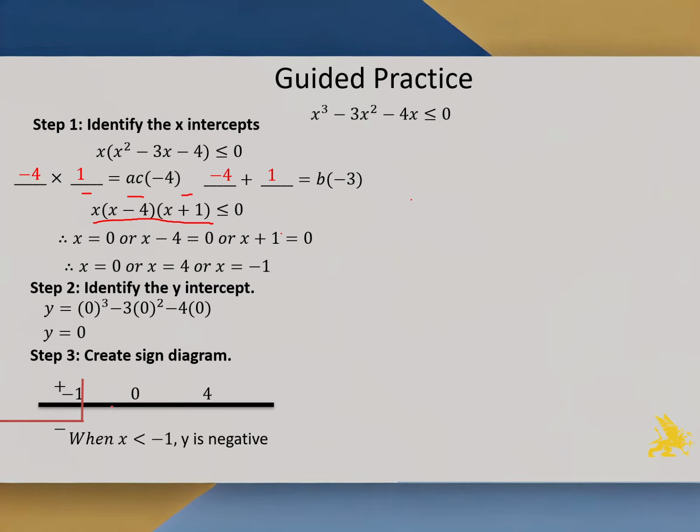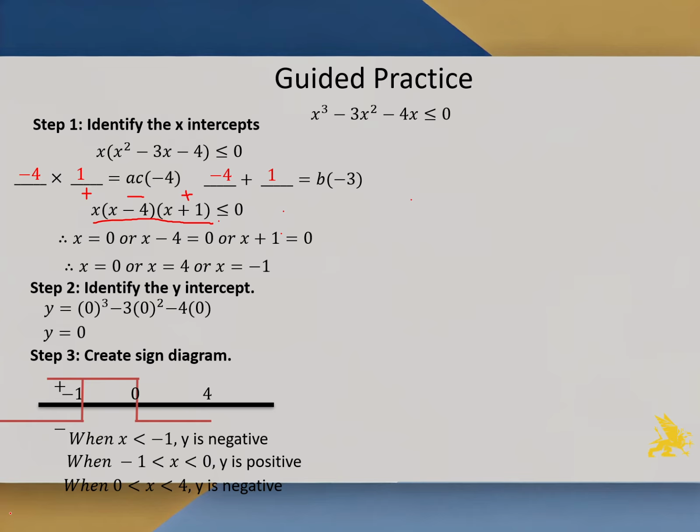Then between -1 and 0, let's pick -1/2. I've got a negative. -1/2 take away 4 is negative, and -1/2 plus 1 is positive. That means negative, negative is a positive, and a positive is a positive. So now I need to pick a number from 0 to 4. So I'll pick 1. 1 starts off being positive. 1 take away 4 is negative. 1 plus 1 is positive. So that has to be a negative, a positive, a negative, and a positive.